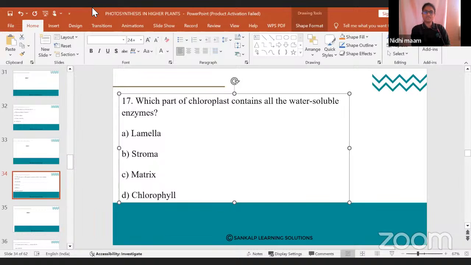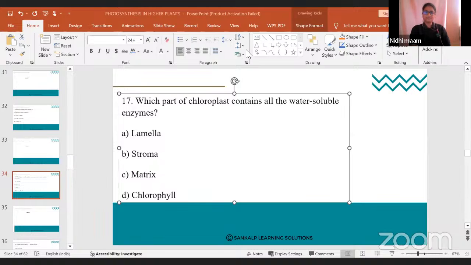The quick response is given by Shashank, Pavitra, Chaitanya. Yeah. Water soluble enzymes are present in. Shrikant, Sharath, Pavitra, yes, answered it.